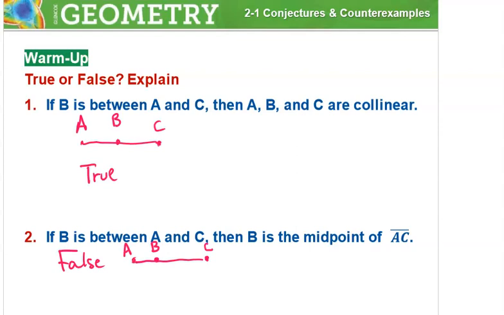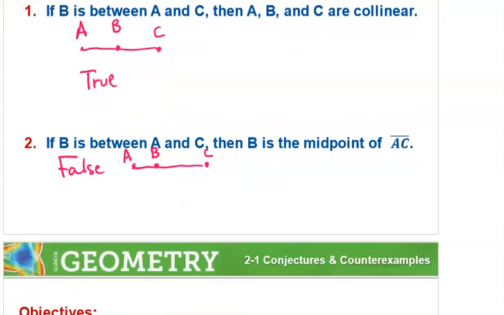Okay, how'd you do? Did you get true for the first one? I mean, that one's pretty straightforward. B's in between A and C, and it has to be on the same line if it's between A and C. But B being the midpoint is false. So this is my reason for my false answer. We're going to find out this is called a counterexample.